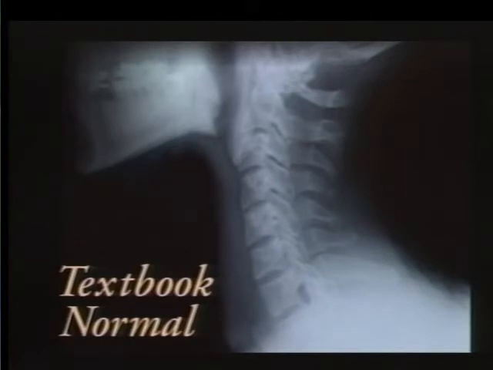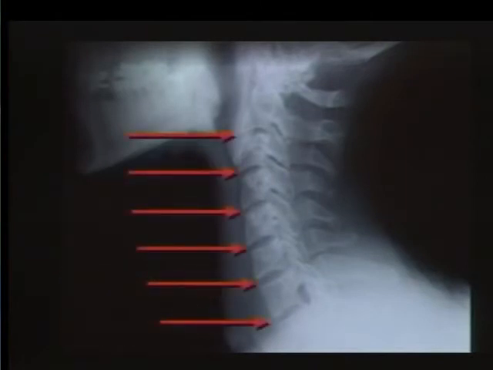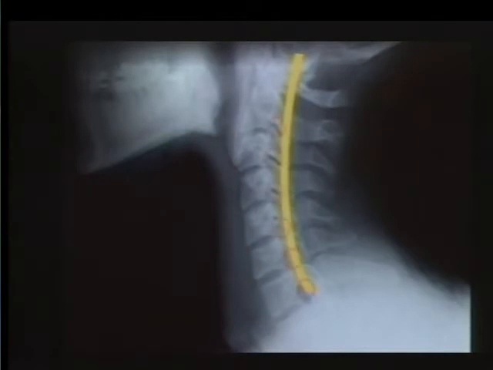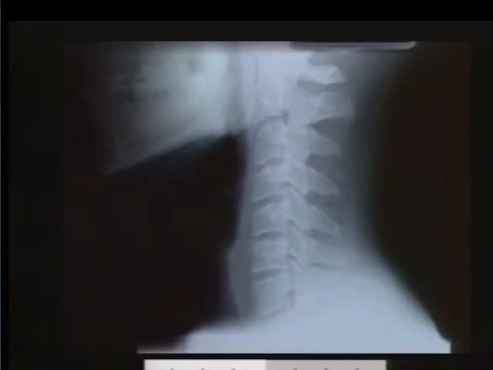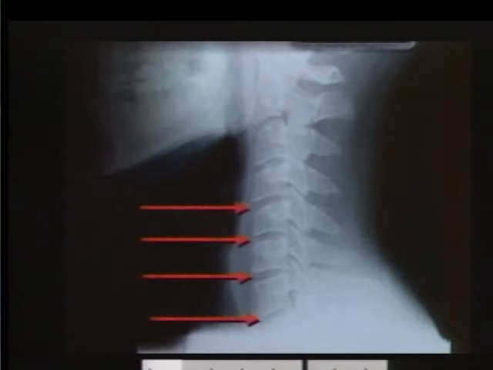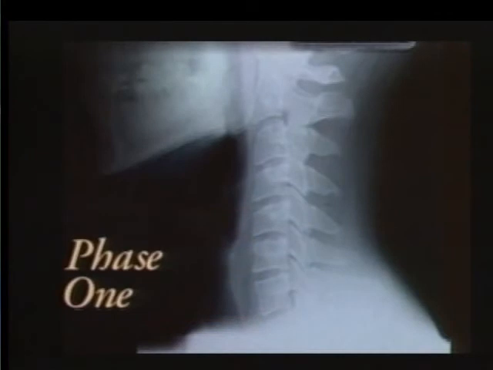This is a side view of a textbook normal neck. Notice the forward curve and the equal disc spacing between each spinal bone. The spinal cord is here, and nerve roots exit from both sides through openings between each spinal bone. When the spine is injured, there is often a loss of curve. Disc damage, soft tissue inflammation, and nerve dysfunction often accompany this condition. Doctors refer to this as phase 1. While this example is in the neck area, the degeneration process can occur in virtually any joint of the spine.